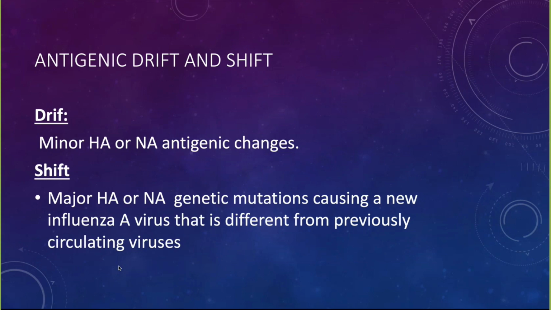Like we were talking about, it's important to understand this concept and know why influenza A has been linked to different pandemics. We talked about the proteins: the HA and NA proteins outside on the surface. Those proteins can have minor antigenic changes, or they can have major genetic mutations, and that's called shifts. When that happens, you can have more problematic outbreaks or pandemics.